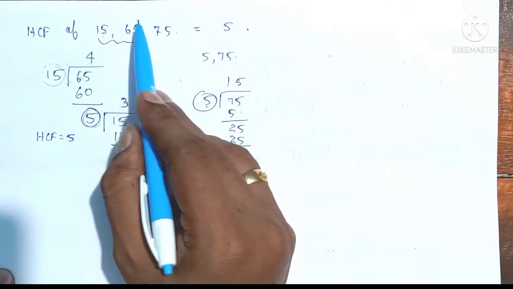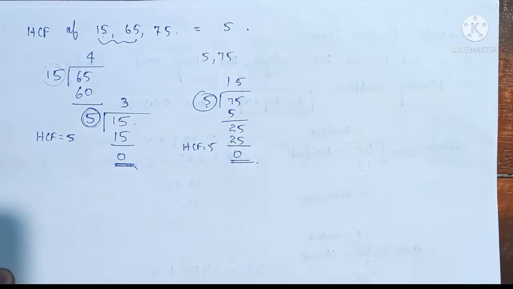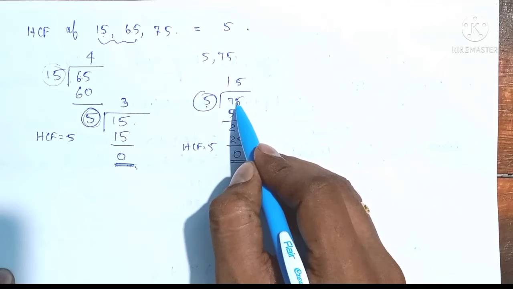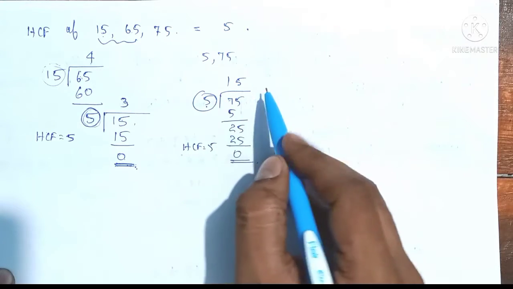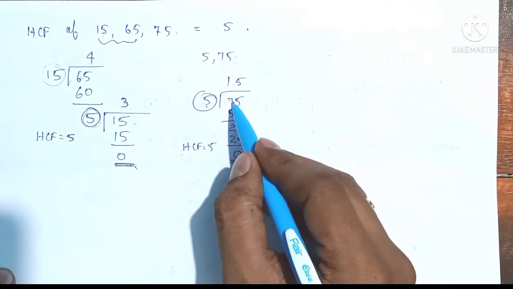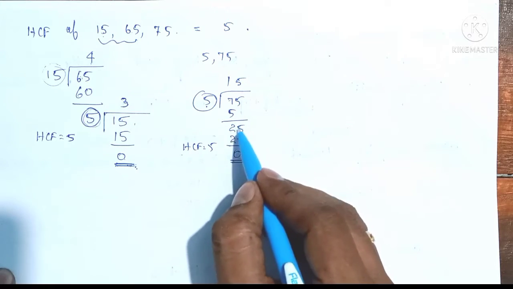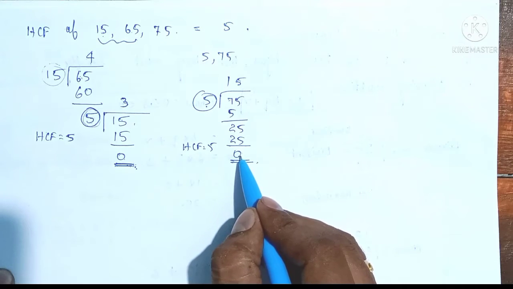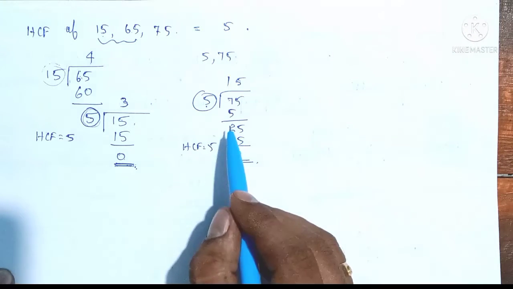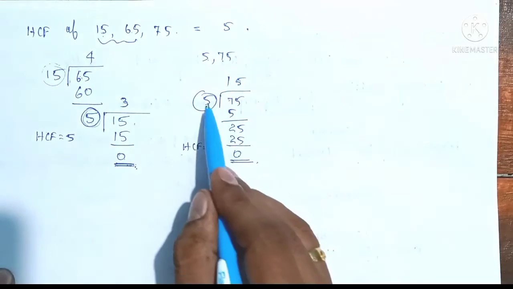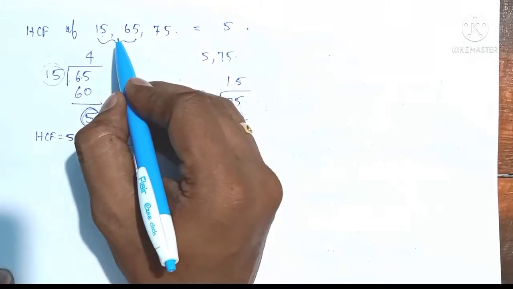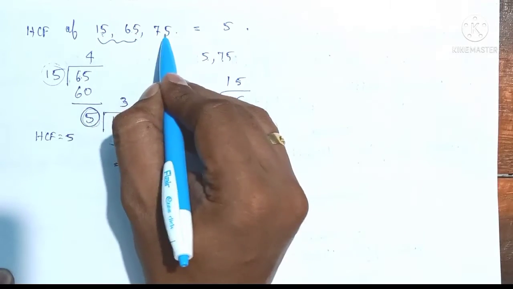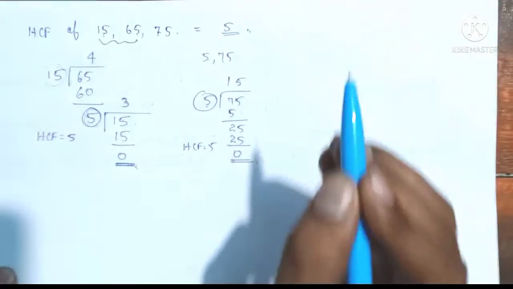So the remaining is 5 and 75. So 75 divided by 5, as 75 is the greater number. 1 5 is 5, so 7 minus 5 is 2, 25, 5 5s are 25, we got remainder as 0. So in the first step itself we got the remainder as 0. So what will be the HCF of 5 and 75? That will be 5. So as a whole we got the HCF of numbers 15, 65, 75 is 5.